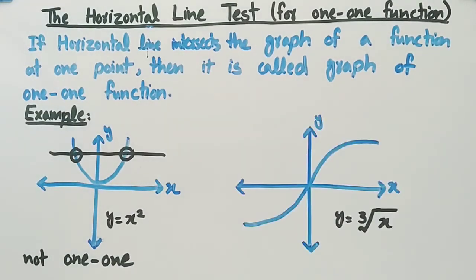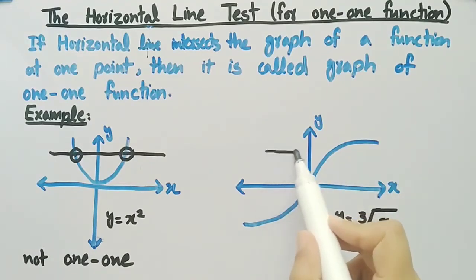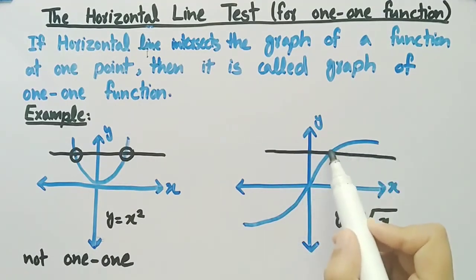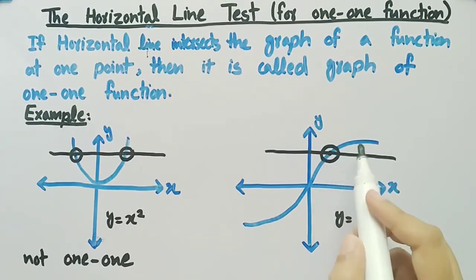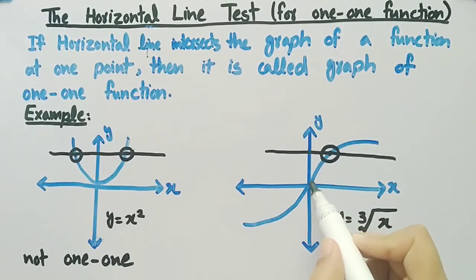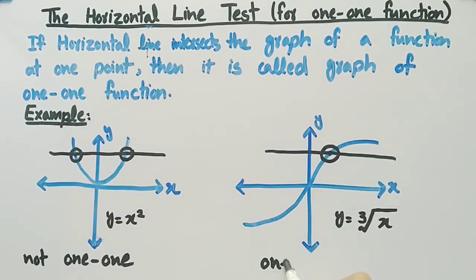Now consider another example in which the graph of y is equal to cube root x is given. If we draw a horizontal line on this graph, it intersects it at only 1 point. So it means that the graph of this function is 1-1. So it is the graph of a 1-1 function.